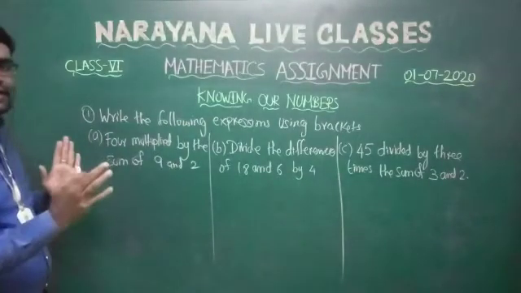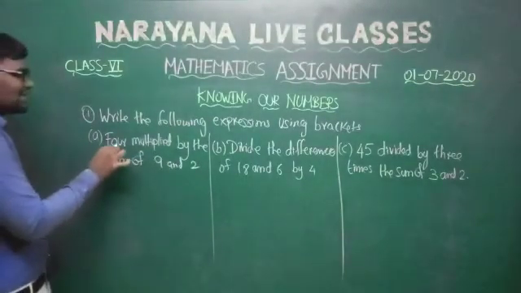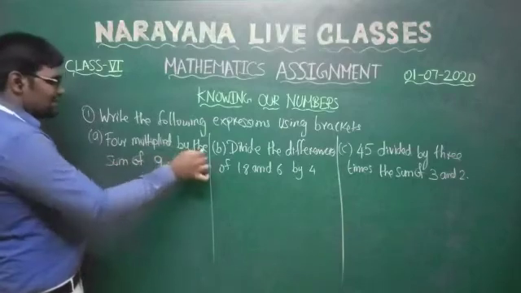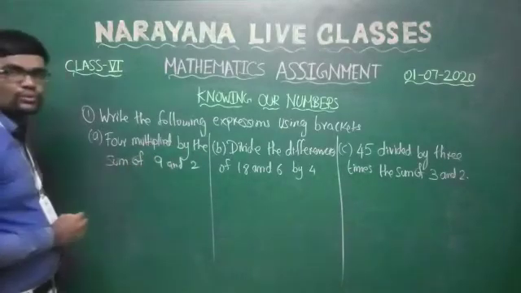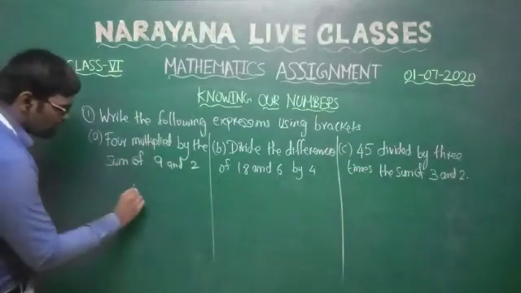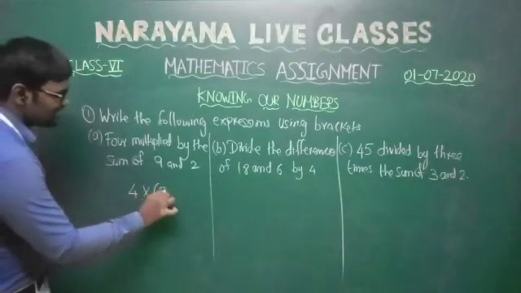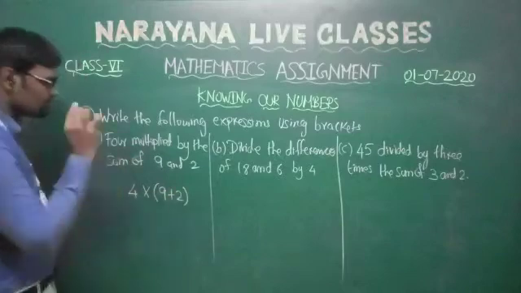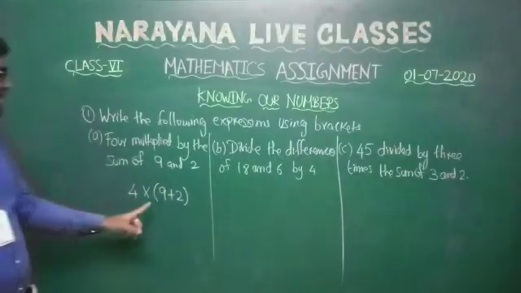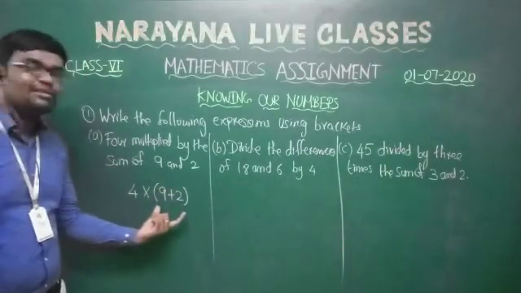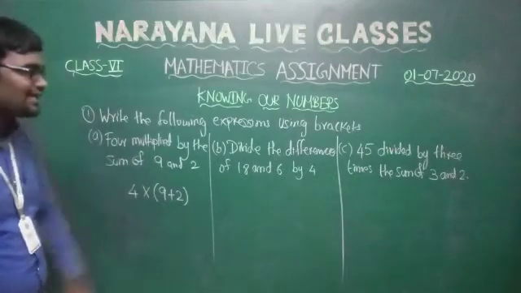You should mention it in brackets. The first one here: 4 multiplied by the sum of 9 and 2. Clear students? Because if you are not putting the bracket, the sum will be different. That's why you should use brackets here.